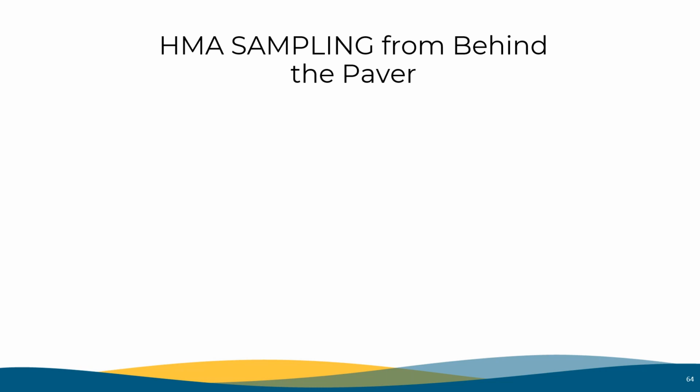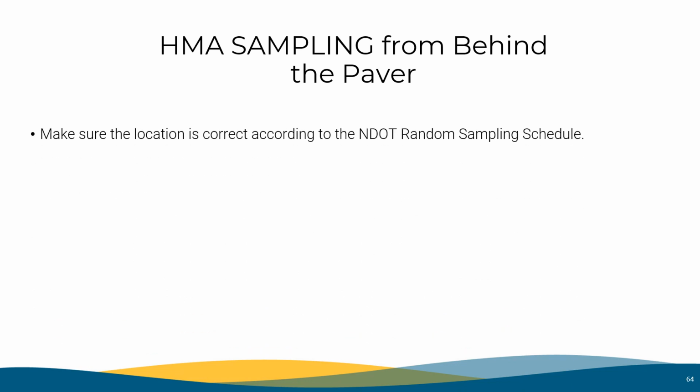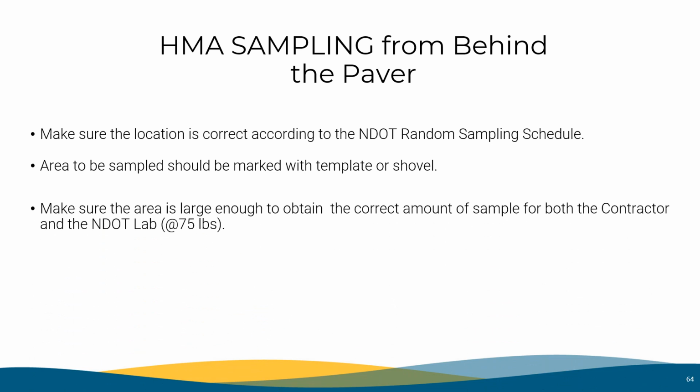HMA sampling from behind the paver. Again, as an inspector, you should be making sure that the sample location is correct according to the NDOT random sampling schedule. The area that is to be sampled should be marked with a template or shovel. Ensure the area is large enough to obtain the correct amount of sample for both the contractor and the NDOT lab, approximately 75 pounds. All the material for the marked area should be obtained.